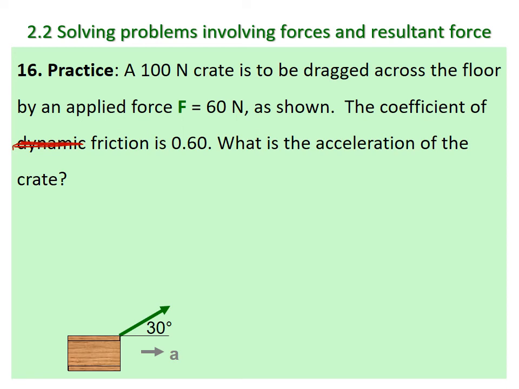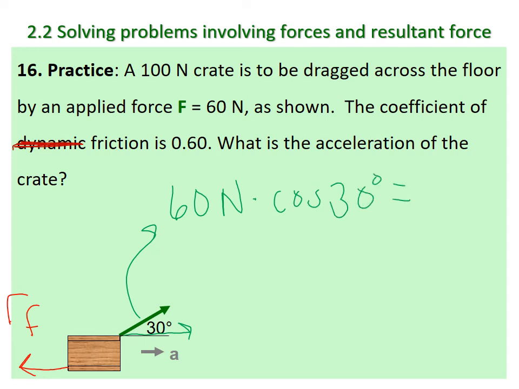Let us break this 60 Newton force into its horizontal component. So I'll take this green vector. The horizontal component of that 60 newtons opposes the force of friction. So this is 60 newtons times cosine of 30 degrees. This gives me a value for the horizontal force of 51.96. I'll round up to 52 newtons.